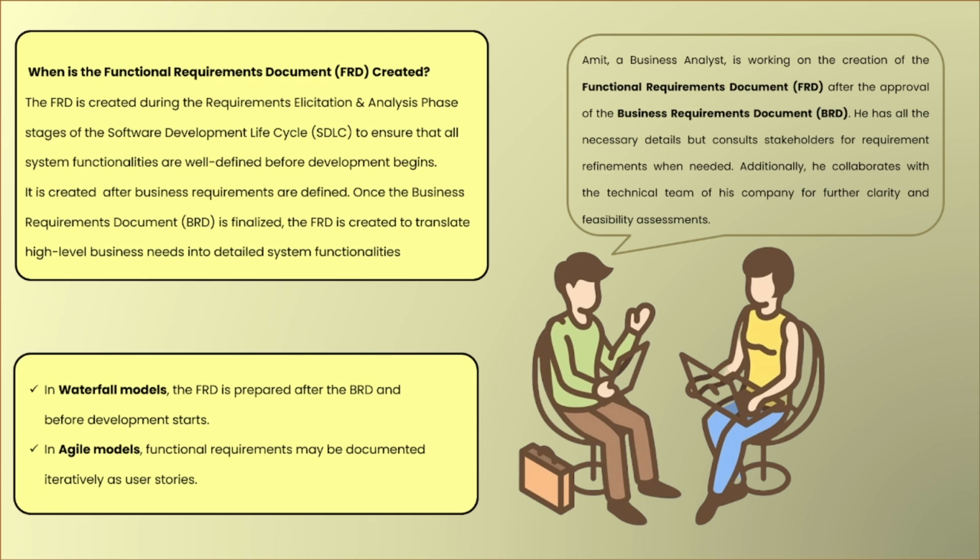Well, we have already discussed the difference between waterfall and agile methods. In the waterfall model, the FRD is prepared after the BRD and before development starts. In the agile model, functional requirements may be documented iteratively in the form of user stories. So the FRD and user story are almost the same, but as per the methodology their nomenclatures are different.